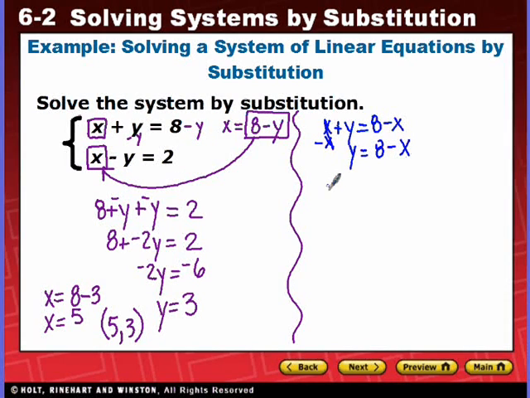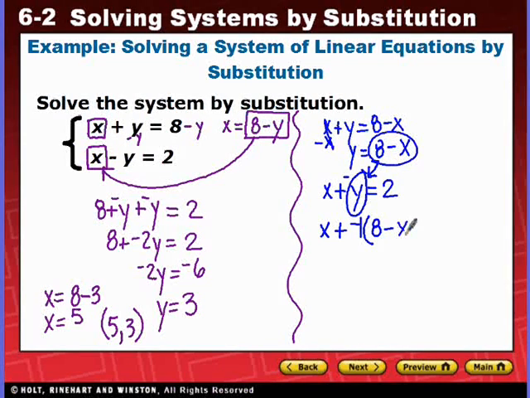Then I'm going to plug that into my second equation. Here's my second equation, and I'm going to replace y with 8 minus x. Now this is a little trickier because we got that minus there, so let's make this plus negative. Maybe that'll help us. So we have x plus negative 1 times (8 minus x) equals 2.